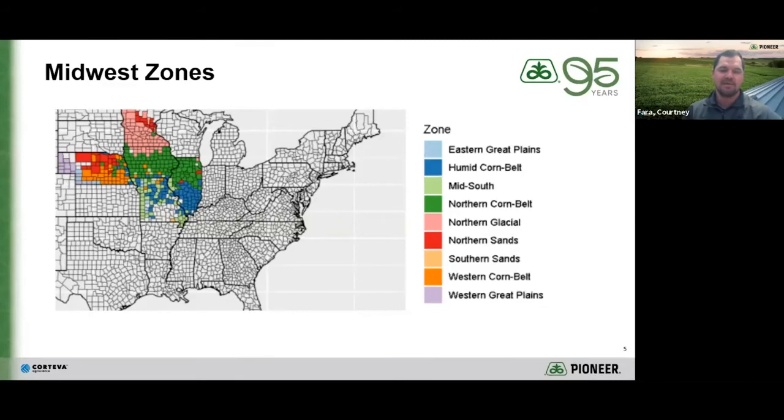So what that means to you guys though, is we need to work with our local Pioneer reps when we're making recommendations for these different soil types, because they're gonna know what has more of a Western basis to it or what coincides a little bit more with that Northern Corn Belt that stretches into Northern Illinois.